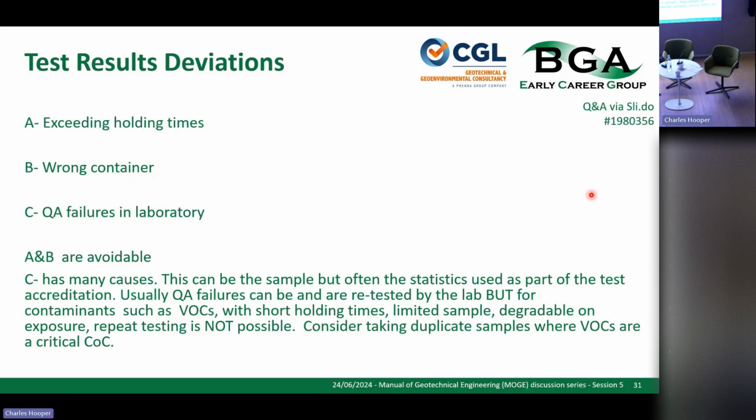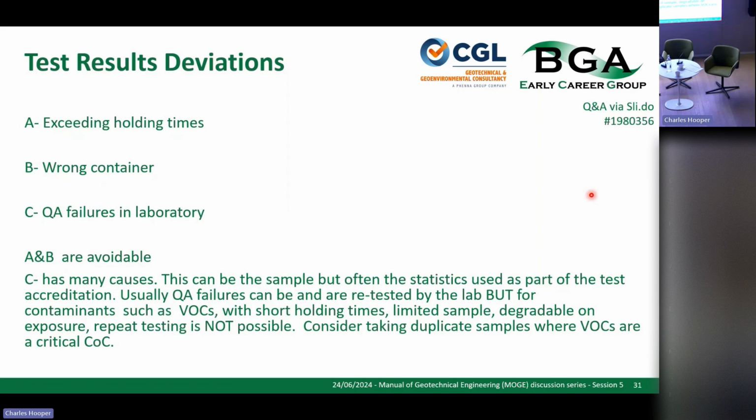Yeah. You do your bit and then they don't quite do their bit, but they follow their procedures, and therefore there's a middle ground where nobody's claiming responsibility. Yeah. So why do deviations happen? Exceeding holding times is very popular. The wrong container is another one. That's another high up there on the list. But I think A and B should be avoidable.